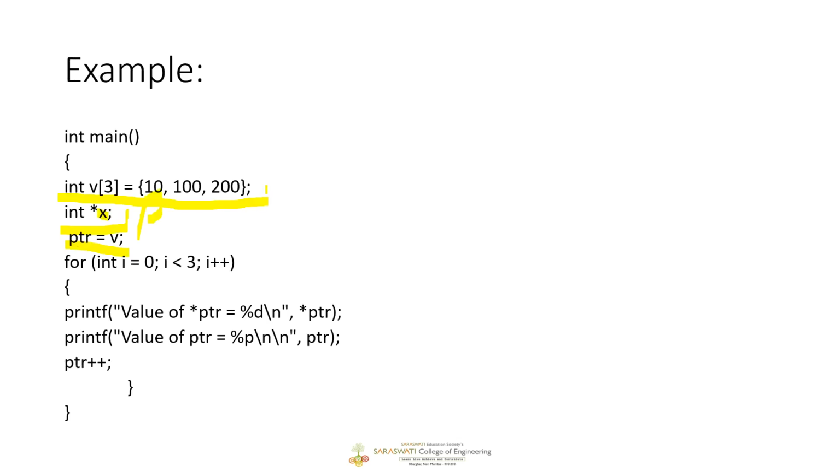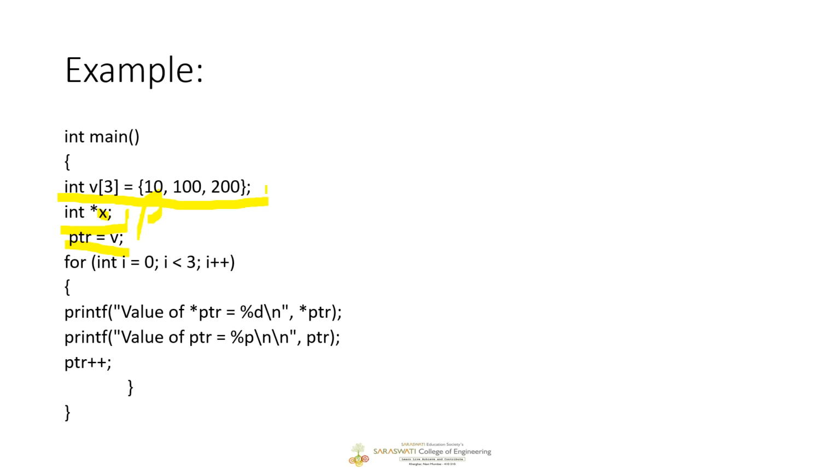Coming back to the program. I repeat, v is an array which has three integer type elements. ptr is a pointer type variable which is right now holding the address of the first element of the array, which means it is holding the address of 10. Now I have taken a simple for loop which starts from 0 and goes till 2. That means my loop will run 3 times: 0, 1 and 2.